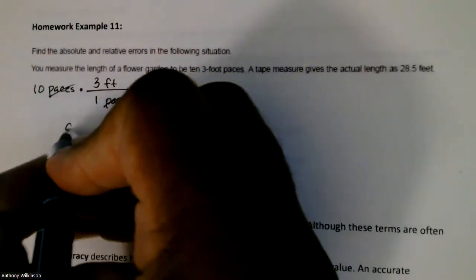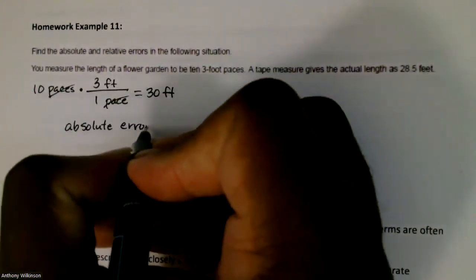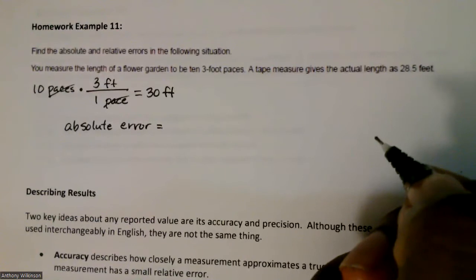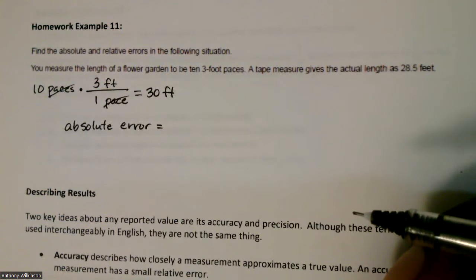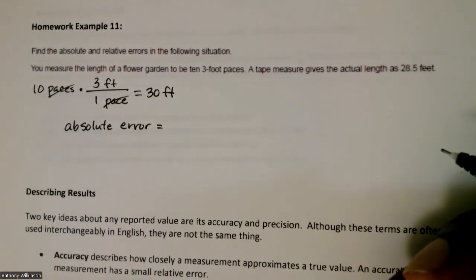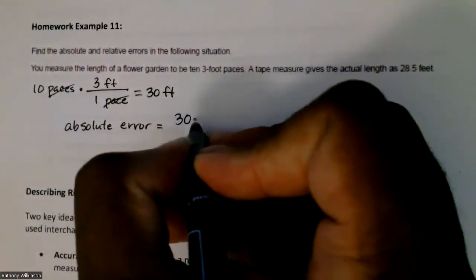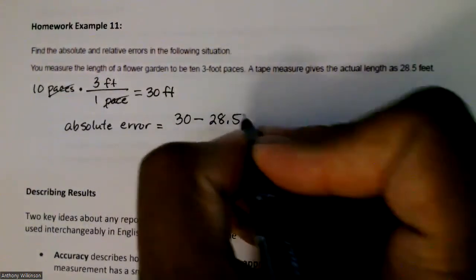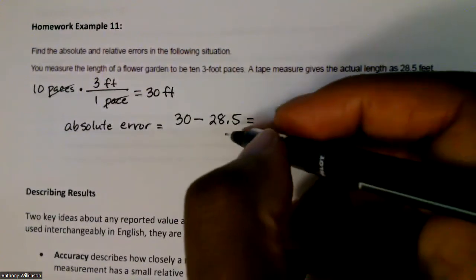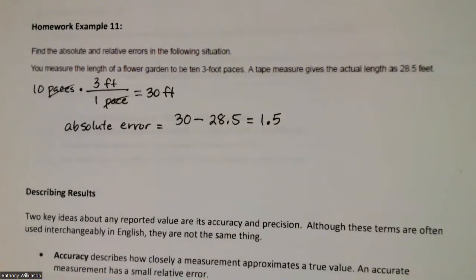So let's find the absolute error. That will be the measured value minus the true value. The measured was 30 feet, minus the true value, which was 28.5 feet. If I subtract 28.5 from 30, that's going to be 1.5 feet. So the absolute error there will be 1.5 feet.